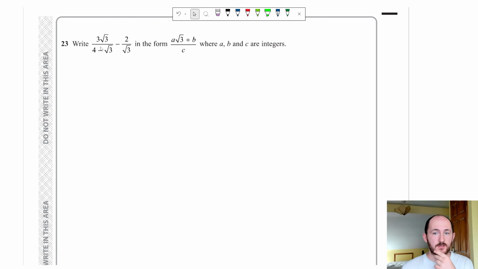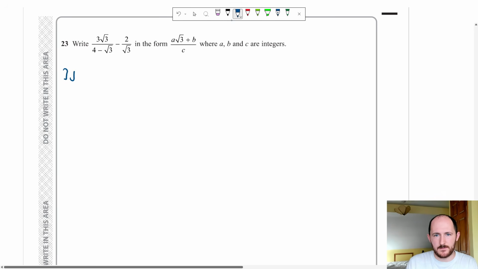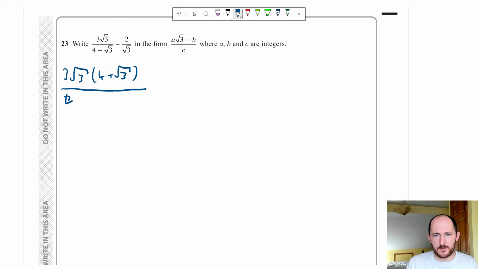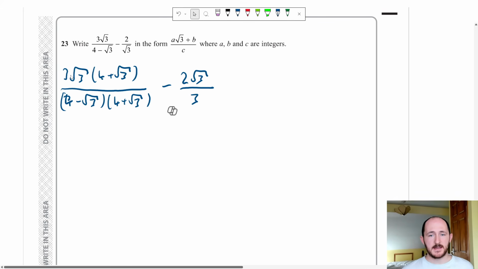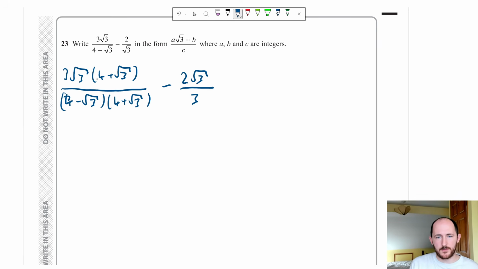So what we're going to have to do first is rationalize both of these fractions. Yay. Which means the first one we have to times top and bottom by 4 plus root 3. So let's fill that in. Top and bottom. And that's 4 minus root 3, bracket, 4 plus root 3. And the other one we're going to times by just root 3, which is quite nice. In fact, I'm just going to write over 3 because we know it's going to happen. Cool, now we expand. So 3 root 3 times 4 is 12 root 3.